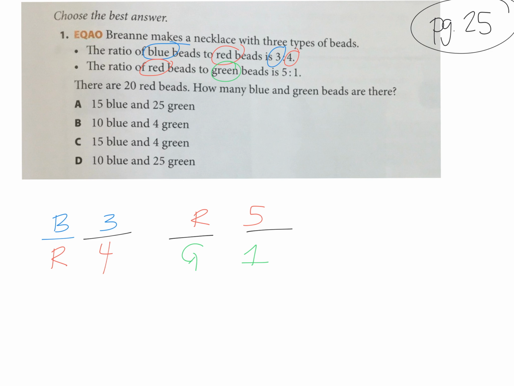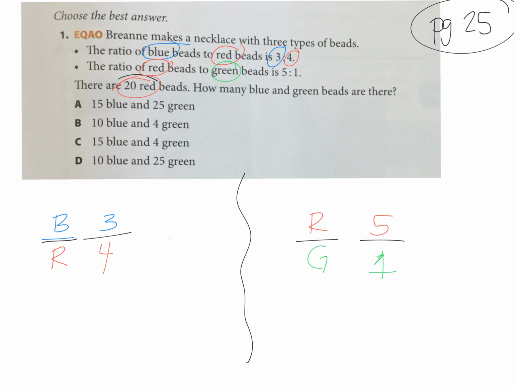Okay, now they tell us there are 20 red beads. 20 red beads. We have to figure out how many blue beads are there and how many green beads are there. We know the ratios of the beads. We only know that there's 20 red beads. Okay, so we're going to use, let me erase this actually. Red to green is 5 to 1. I'm going to write it over here. We know that there are 20 red beads. We have to figure out the blue beads, and then we have to figure out the green beads.